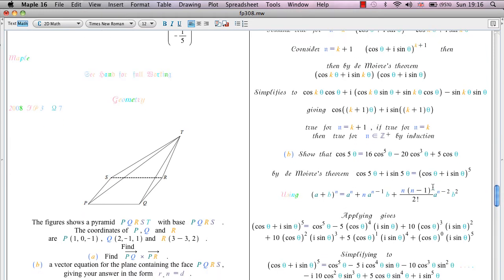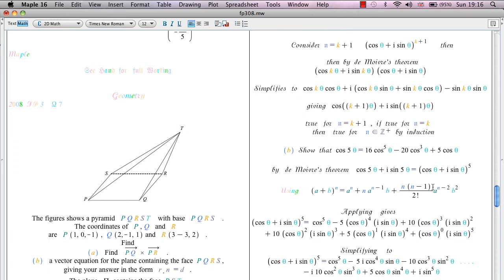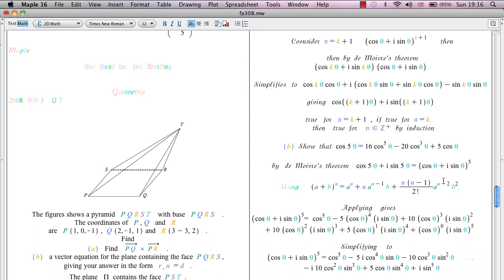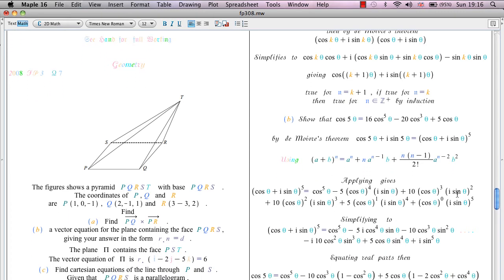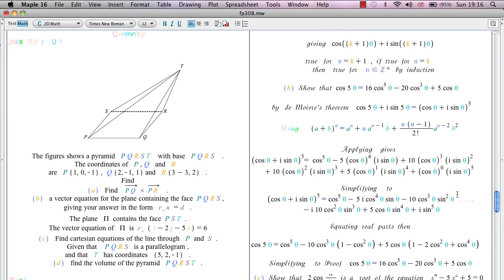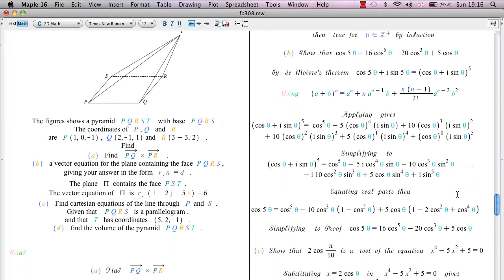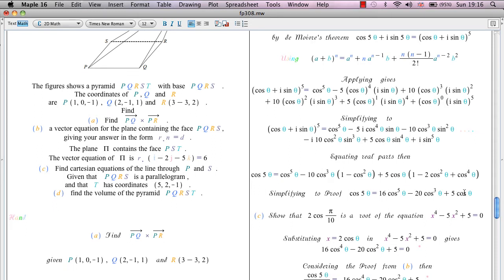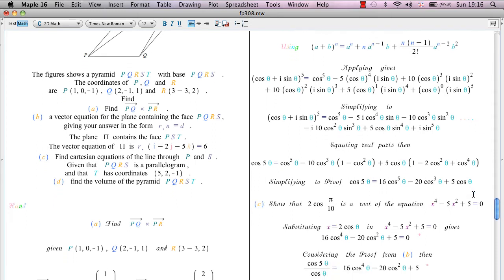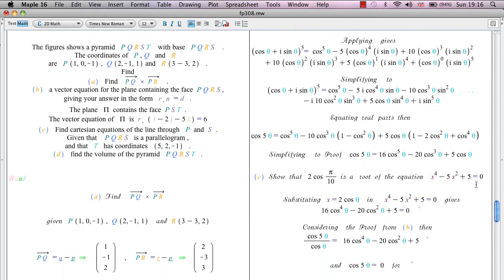For part B, proving cos 5 theta for the expression given, by De Moivre's theorem, cos 5 theta plus i sin 5 theta is cos theta plus i sin theta to the power 5. So applying the binomial expansion and simplifying and equating the real parts for cos 5 theta and substituting some identities simplifies to the proof required.